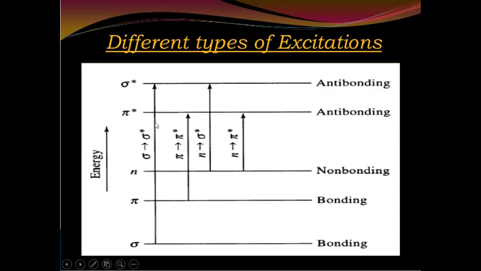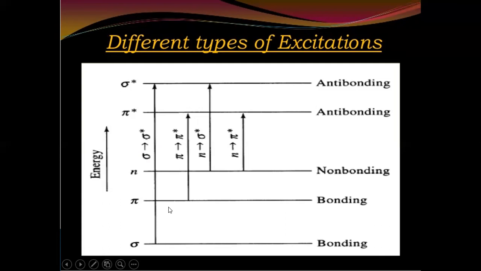Here you can see 170 to 190 nanometers, K bands are observed here. And n to pi star, very less energy, high wavelength, and here R bands are observed. In pi to pi star, K band, here R band and B bands are observed. So generally, in the heteroaromatic compounds and the aromatics, you can observe this.